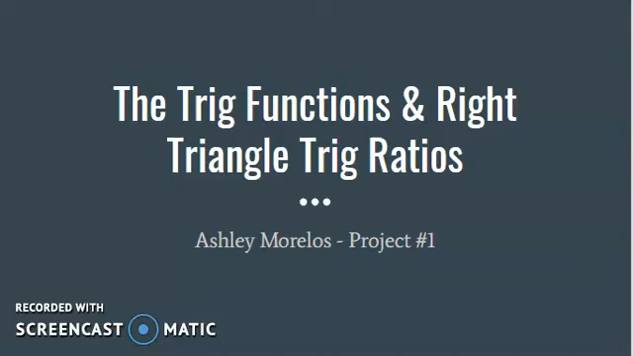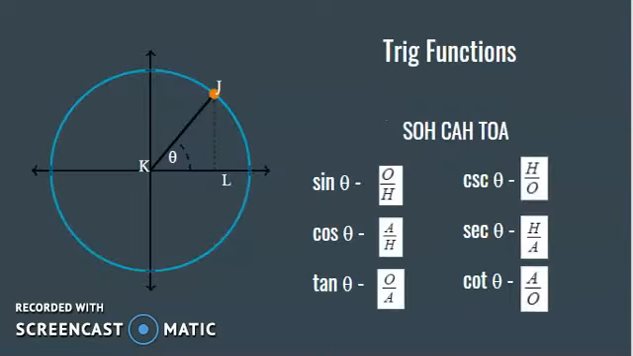Hello, today we're going to be talking about the trig functions and right triangle trig ratios. So what exactly are the trig functions? To visualize the trig functions, we have a unit circle on the left with point J which has been graphed. We can draw a line from point J to the x-axis in order to create a right triangle.